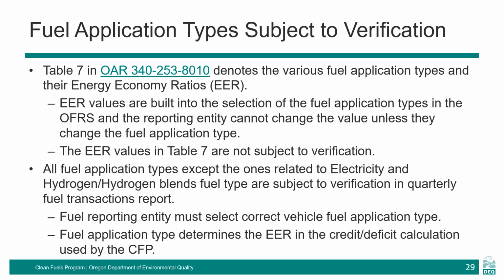While EER values themselves, as listed in Table 7 of the regulation, are not subject to verification, the fuel application type is, and the selection of the correct fuel application type for each transaction is critical. Misreporting of these fuel application types can affect credit and deficit calculations in the Clean Fuels program, so it is essential that they are selected accurately. For liquid fuels, we would generally expect light-duty vehicle to be selected for gasoline and ethanol, and heavy-duty vehicles for diesel, biodiesel, and renewable diesel.